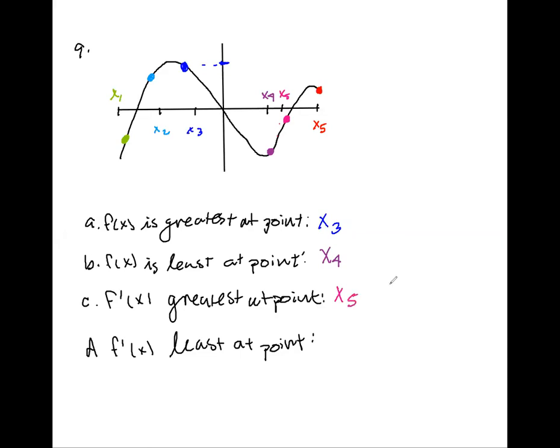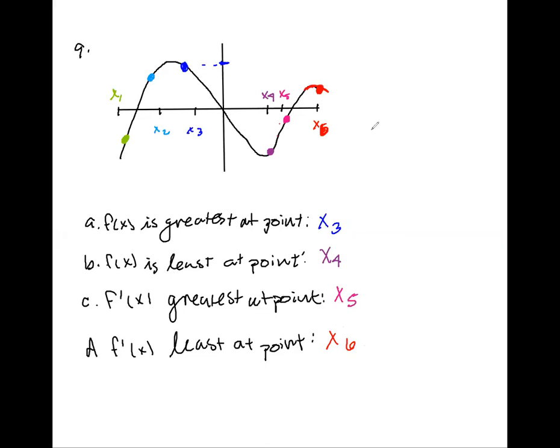And then what about least? 6. Yep. This is 6, not 4. So x6 is going to be the least because it's just coming off of this 0, and it's still in this really flat part of the graph. So x6 is going to be the least.